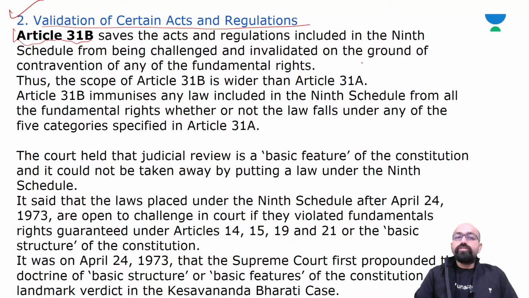The court held that judicial review is a basic feature of the Constitution and it could not be taken away by putting a law under the 9th schedule. So it said that the laws placed under the 9th schedule after April 24, 1973 are open to challenge in court if they violate fundamental rights guaranteed under Article 14, Article 15, 19 and 21, or the basic structure of the Constitution, right? So 24 April 1973 means it was on 24th April 1973 that the Supreme Court first propounded the doctrine of basic structure or basic features of the Constitution in its landmark verdict in the Kesavananda Bharati case.